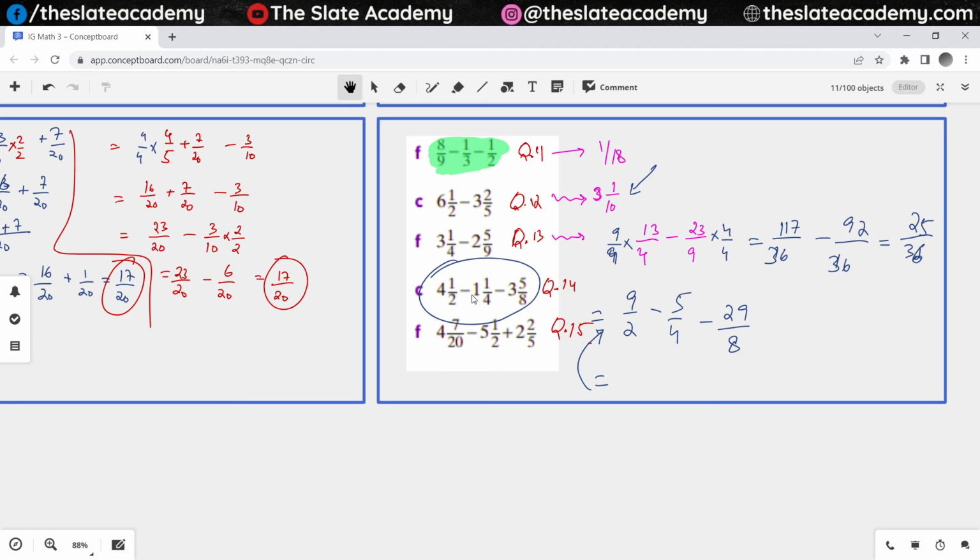Now, for this fraction, 4 ones are 4, 4 plus 1, 5. So the second fraction converts to minus 5 by 4, right? And the last one, 8 threes are 24, 24 plus 5, 29. So it would be minus 29 by 8, the last one.